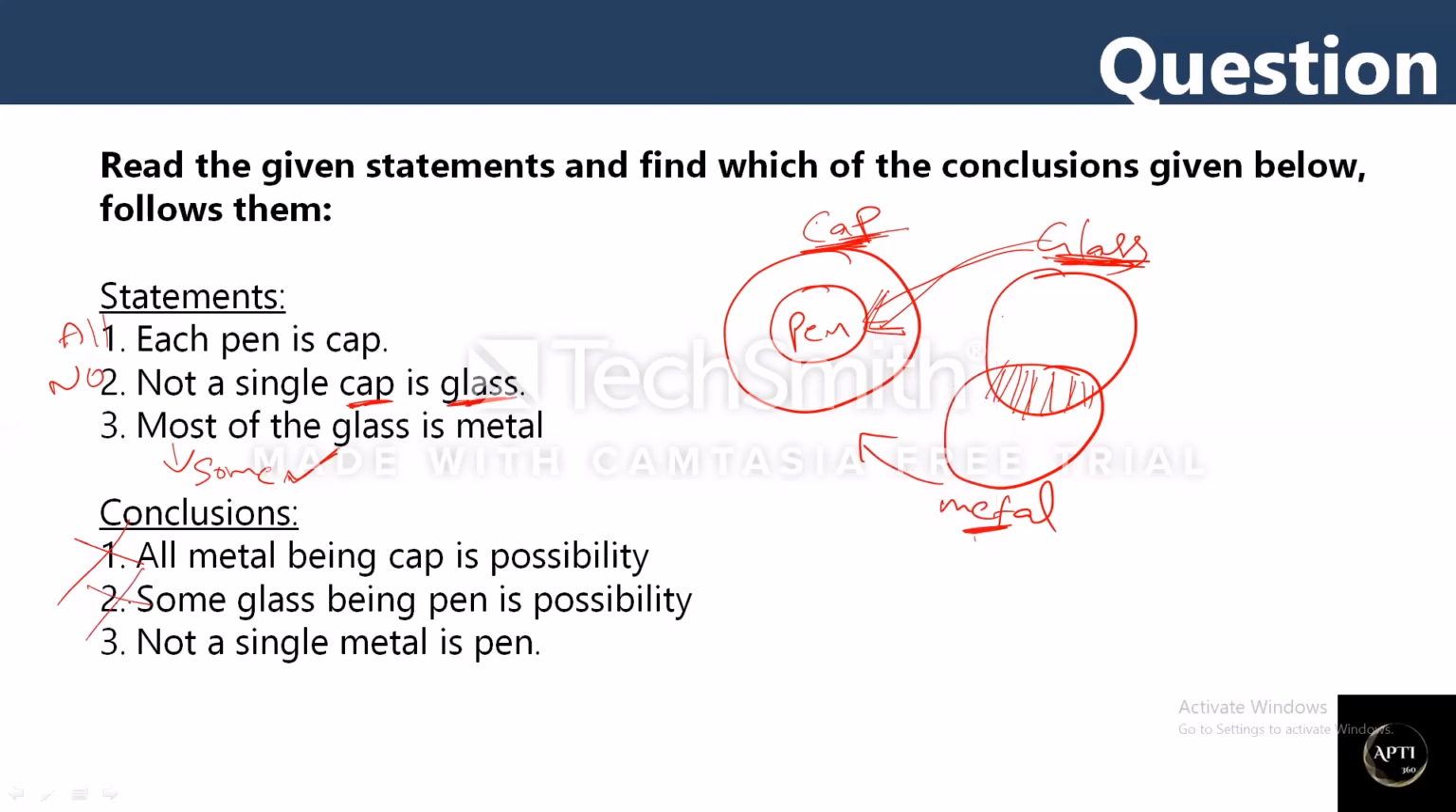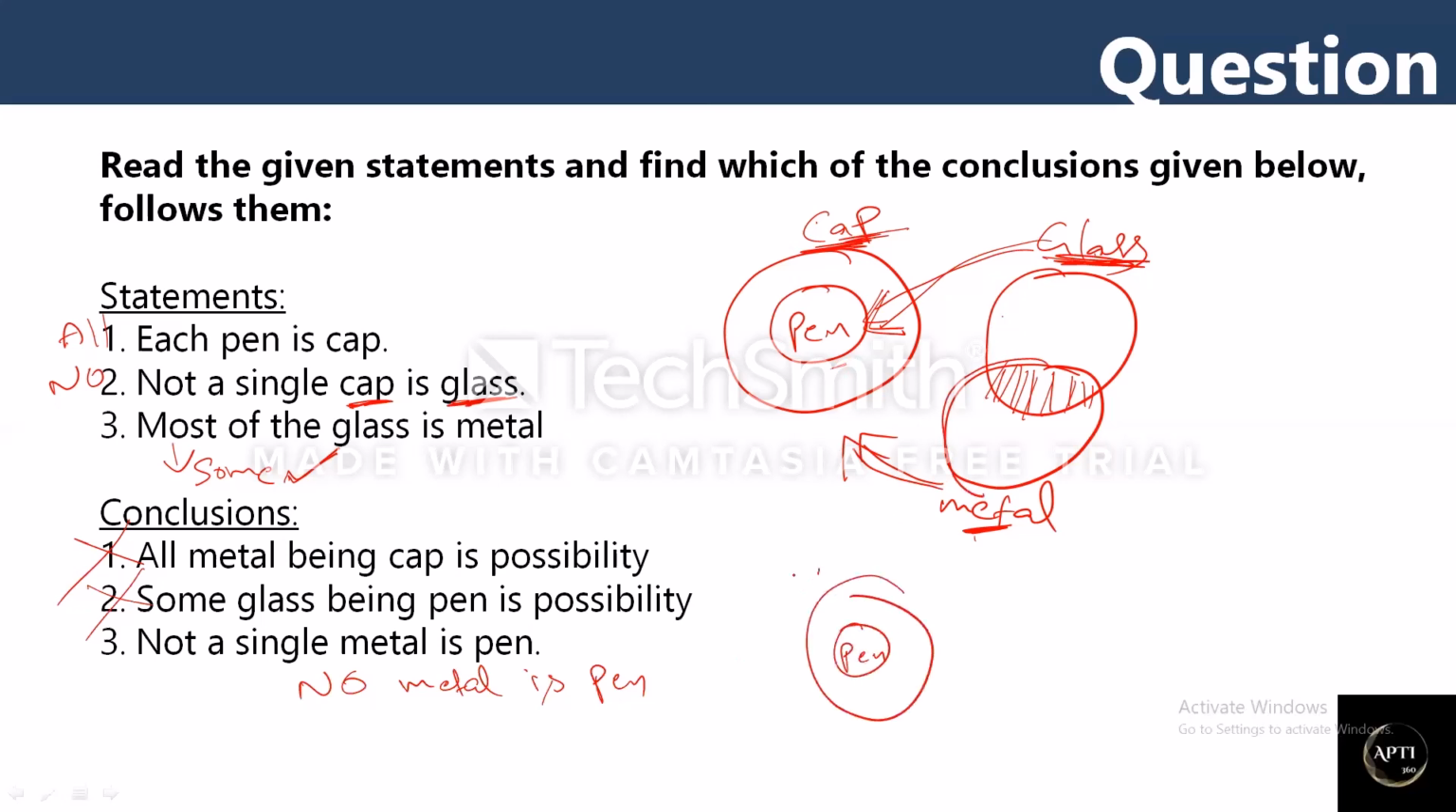Not a single metal is pen means no metal is pen. They are telling that no metal is pen, is it correct or not? If you observe this statement, metal is here and pen is somewhere here. There is no connection, right? But if you observe the maximum case, I can touch the circle. How can I draw it? I will draw and show it to you.